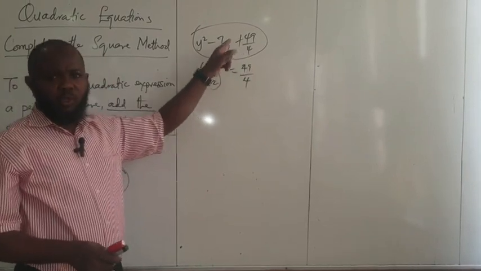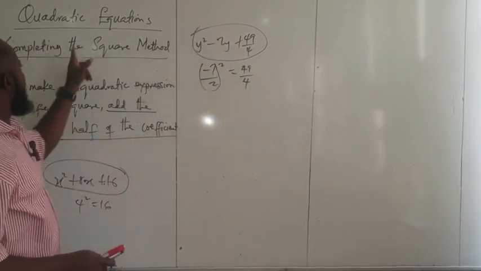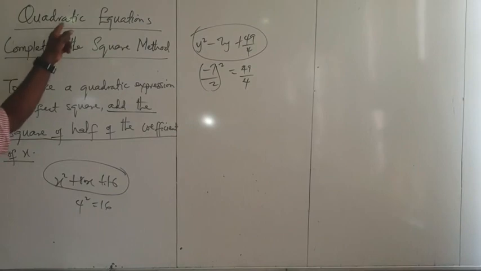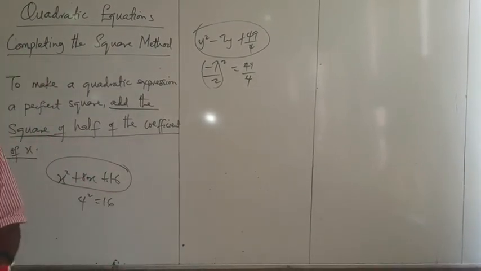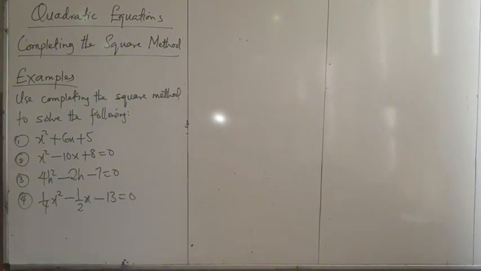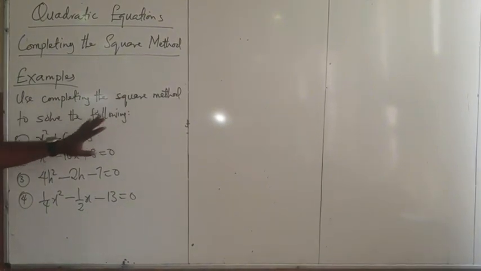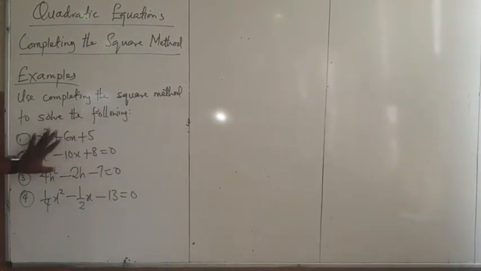Let's now see how we are going to use the concept of perfect square to solve quadratic equations by the completing the square method. I hope that is very clear. So let's now look at examples. These are the examples we want to look at. Use the completing the square method to solve the following equations.